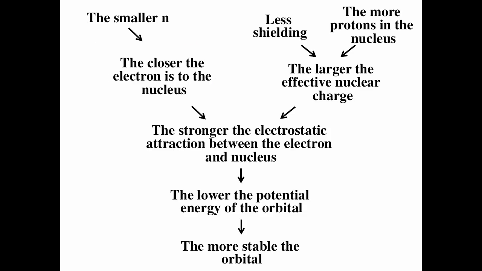And so we've seen that the smaller the n, the principal quantum number, it denotes the shell and basically the size of the orbital. The smaller the n, the closer the electron is to the nucleus, the stronger electrostatic attraction between electron and nucleus. The larger the effective nuclear charge, the stronger attraction. And the effective nuclear charge is affected by the number of protons in the nucleus and the amount of shielding. The less shielding, the stronger the effective nuclear charge. Stronger attraction, lower the potential energy of the orbital, the more stable the orbital.